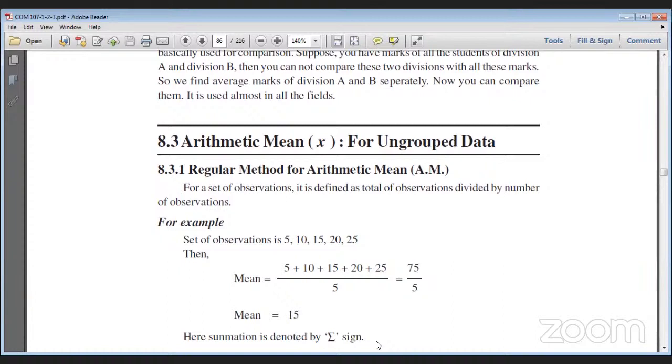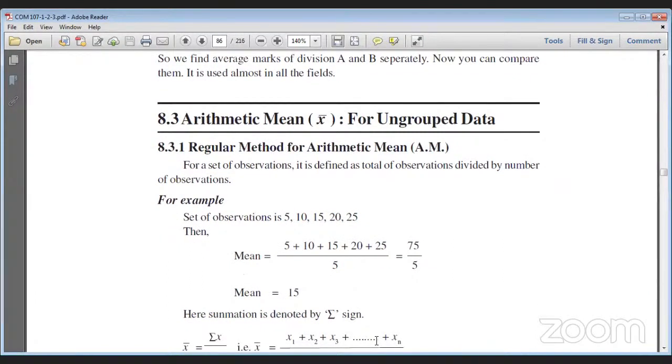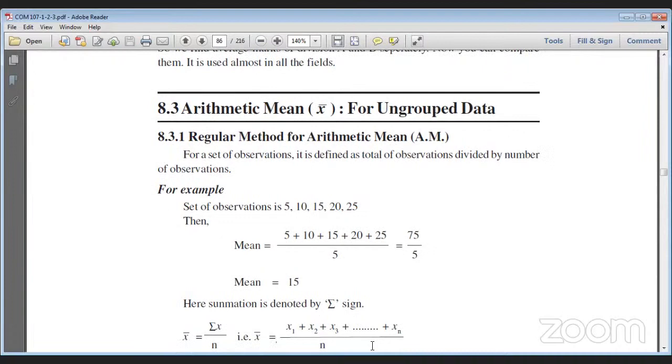The summation is denoted by the sign given here. And X bar, you will see there is X with a line over it, is called X bar. X bar is equal to summation X upon N, that is, X bar is equal to X1 plus X2, and so on up to Xn, divided by N. So on the first page you will see such an example.